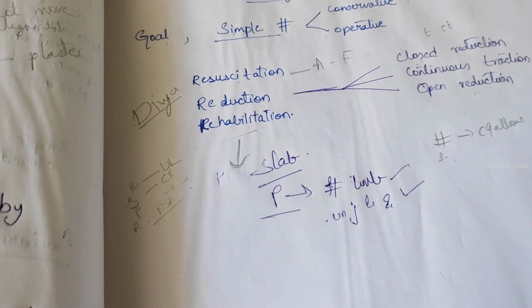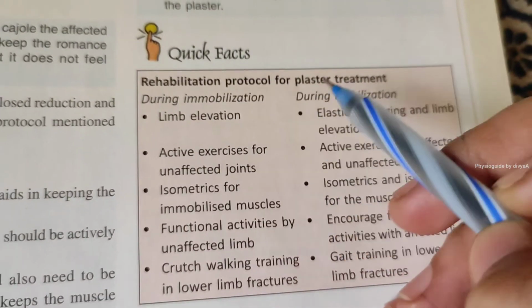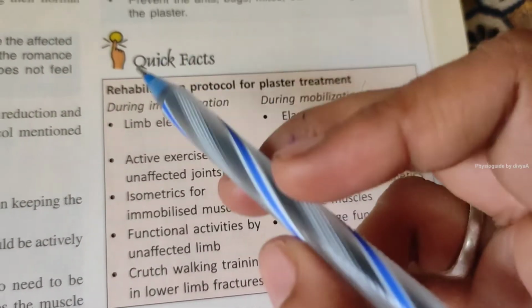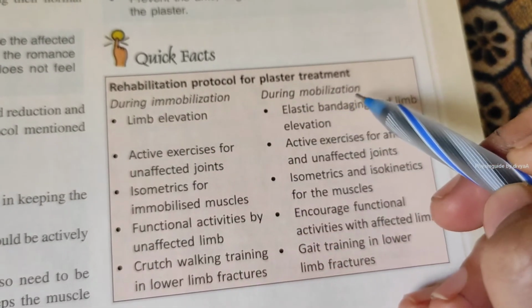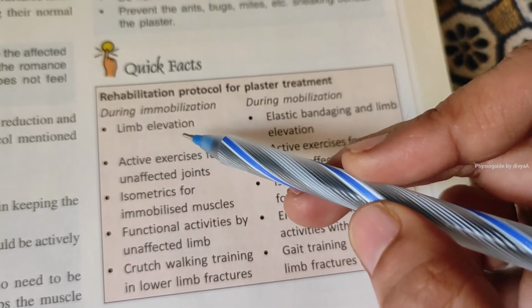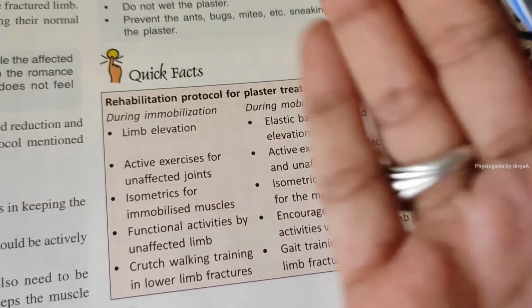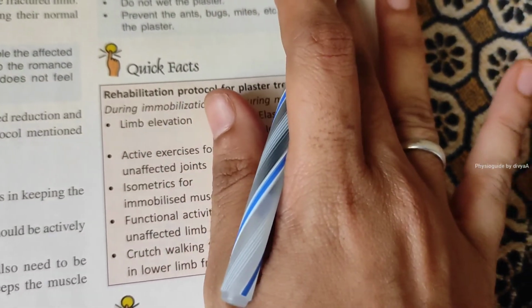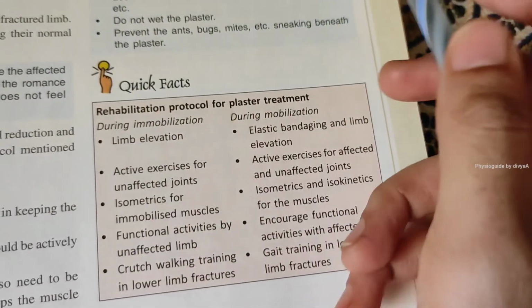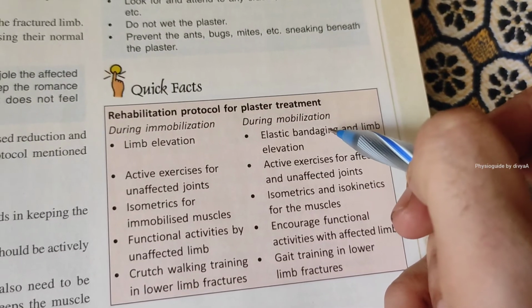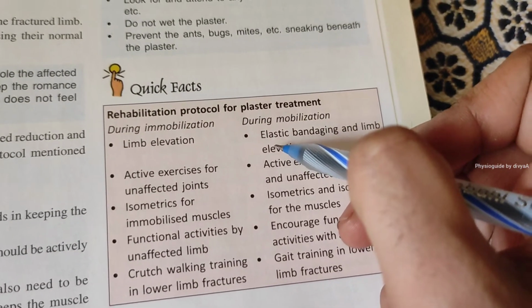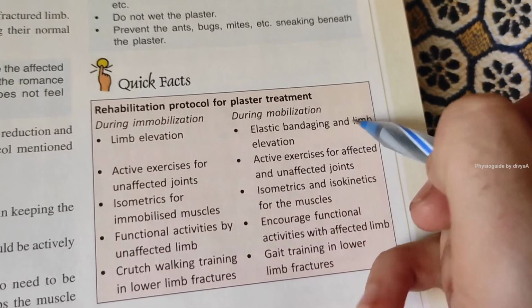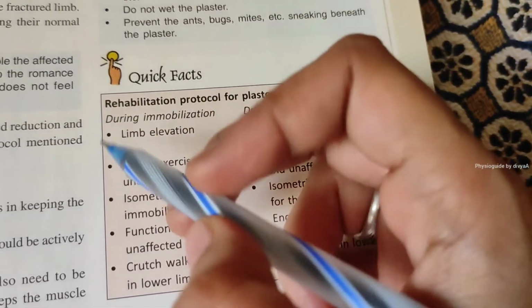Next one, rehabilitation protocol for plaster treatment during immobilization. During immobilization means no movement. The limb should be elevated, meaning not moved. After mobilization, the mobilized joint needs elastic bandaging and limb elevation.